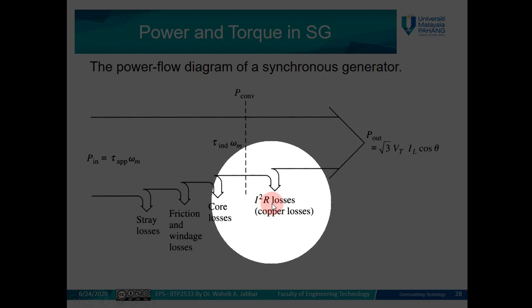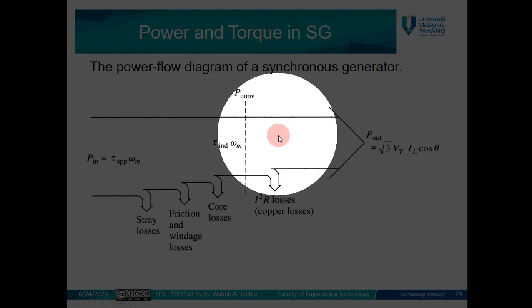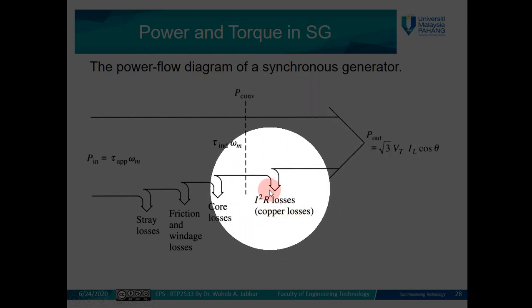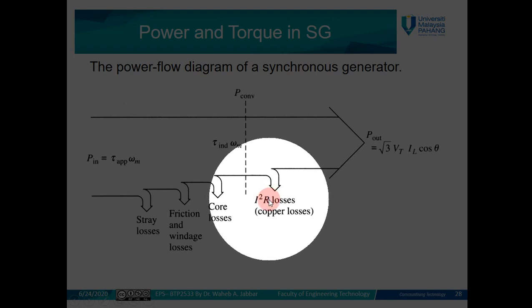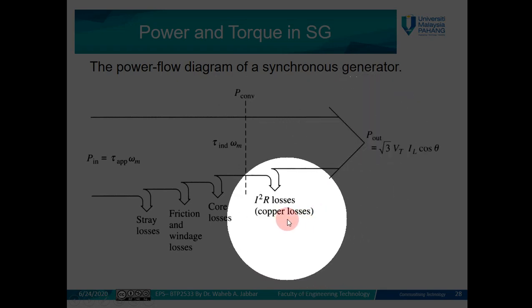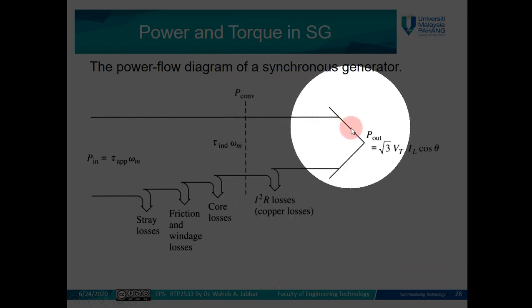These losses are deducted from the converted power, and the rest of the power becomes P out. If the value of R is small, the copper loss will be small, so P converted will equal P out. If this loss is small compared to P converted, then P converted will equal P out.